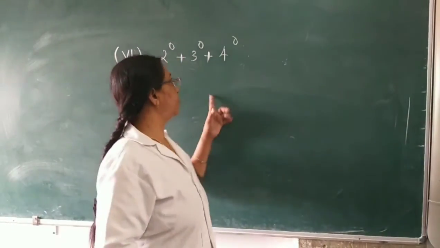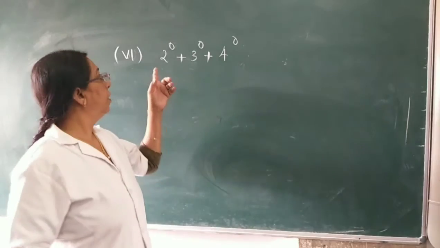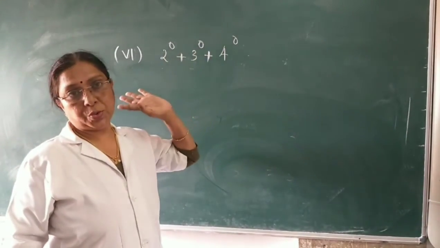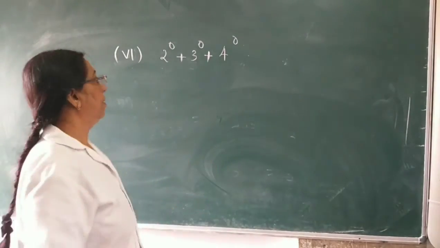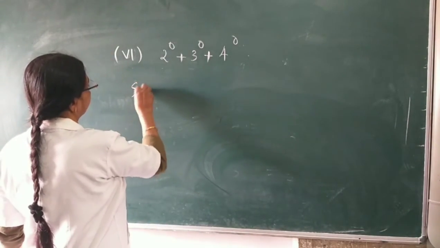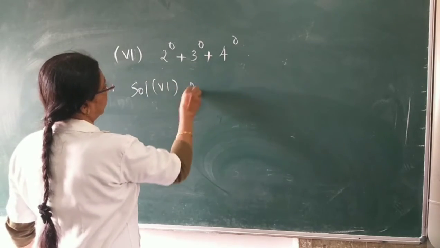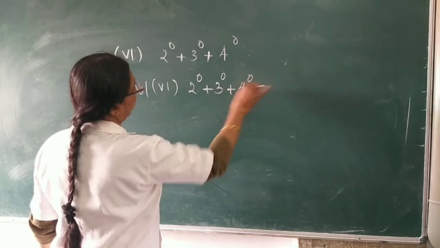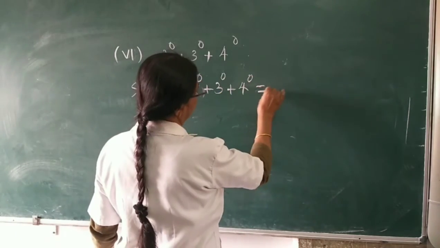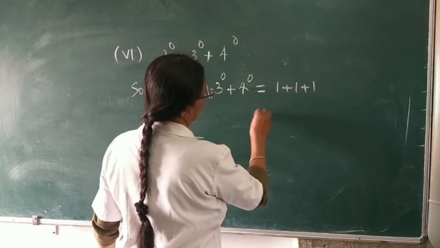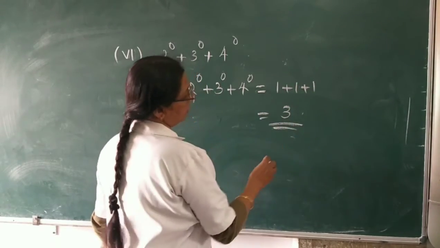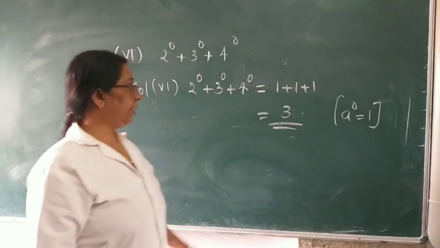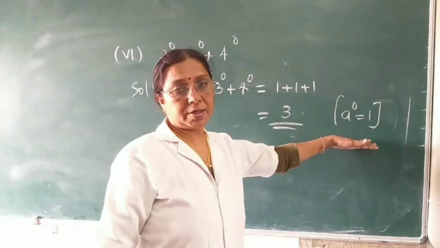Okay, children, an easy question. Sixth question. 2 raised to 0 plus 3 raised to 0 plus 4 raised to 0. Any number raised to 0 is 1. Applying that, 1 plus 1 plus 1, that is equal to 3. Easily we got the answer. Any number raised to 0 is 1. If you get a question like this, you write this also there in the answer paper.